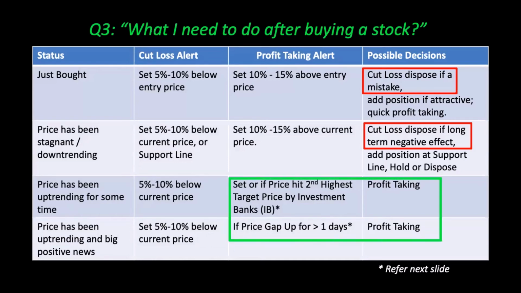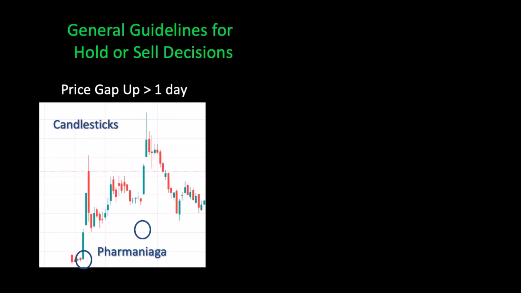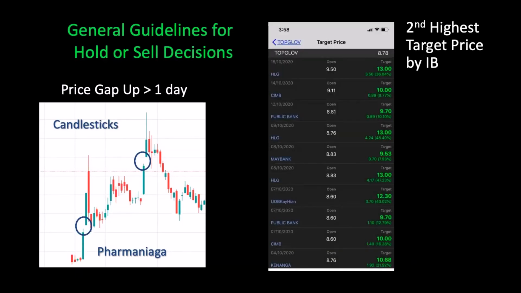But two things I need to highlight: always take profit. Take profit if these two things happen: the price hits the second highest target price set by the investment banks, or the price gaps up for 1 day or 2 days. For example, with Pharmaniaga, when the price goes up, you had better sell already. Second is the target price by the IBs, the investment banks. For Top Glove, the highest is 13, then the second is 13.30, and another one is 10.68.